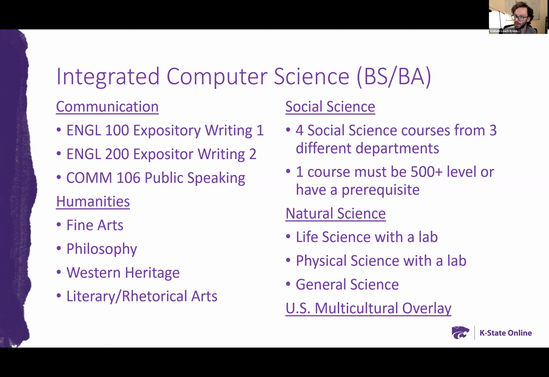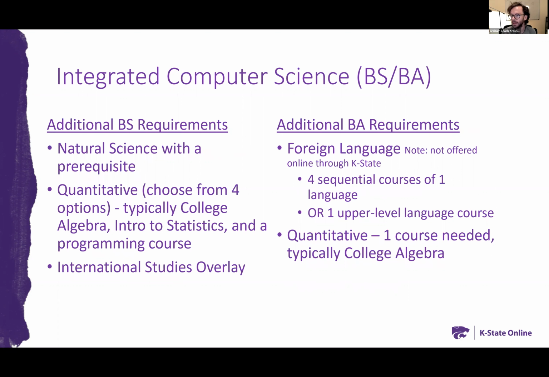So learning something about the history of the United States and different features of cultures within the United States. Okay. Depending on whether you do a BS or a BA, there are a few additional requirements. So if you want to do a bachelor's of science, then that includes some background in the natural sciences. You can choose which one. A little bit of extra quantitative background.